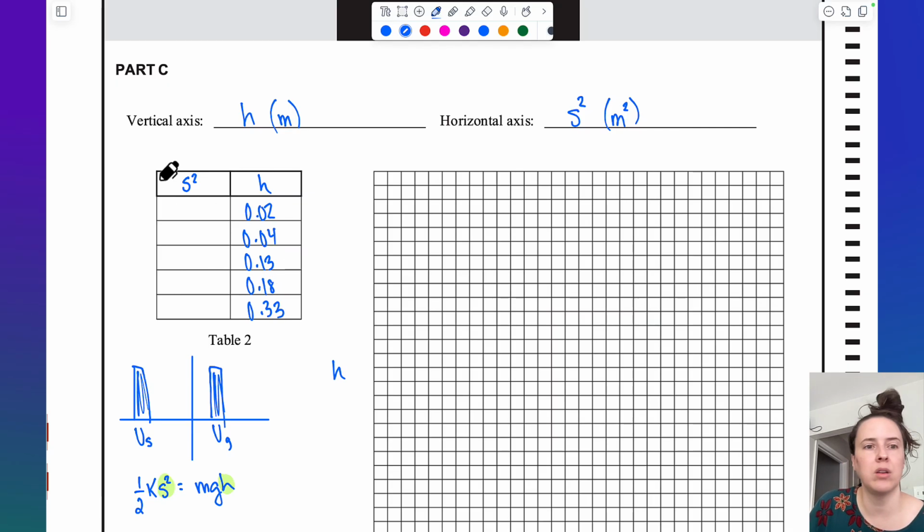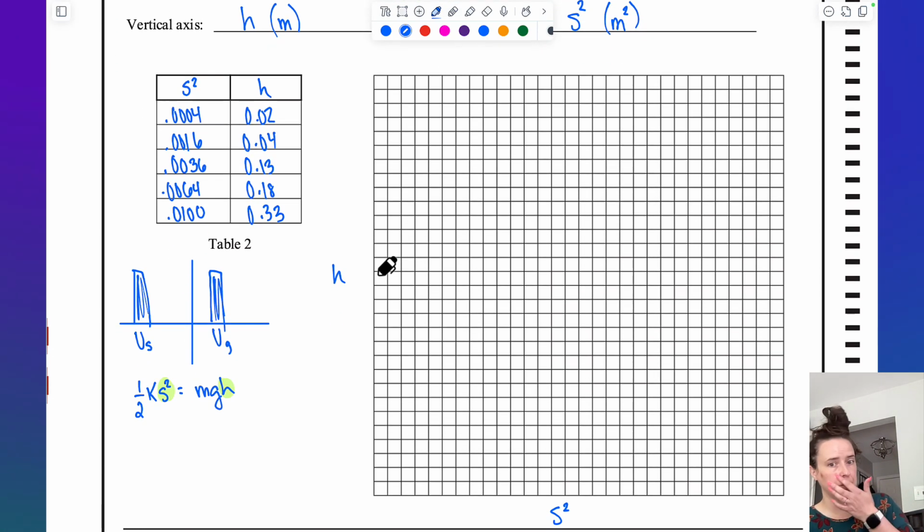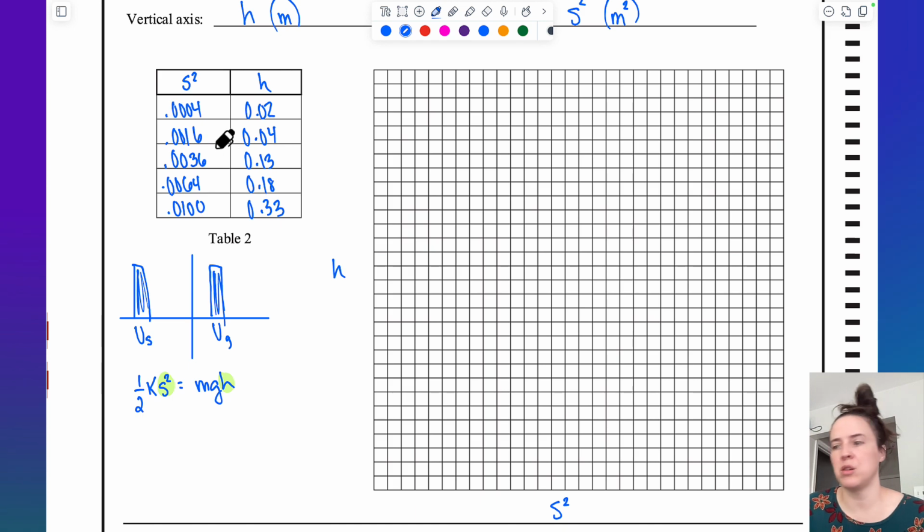My s squared values were 0.0004, 0.0016, 0.0036, 0.0064, and 0.0100. All right. Now, I'm going to go plot those points just like we did on Desmos.